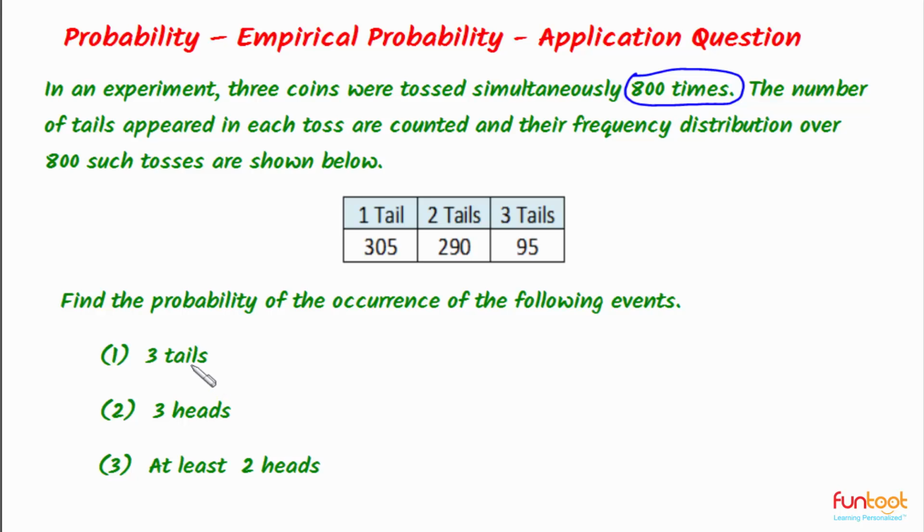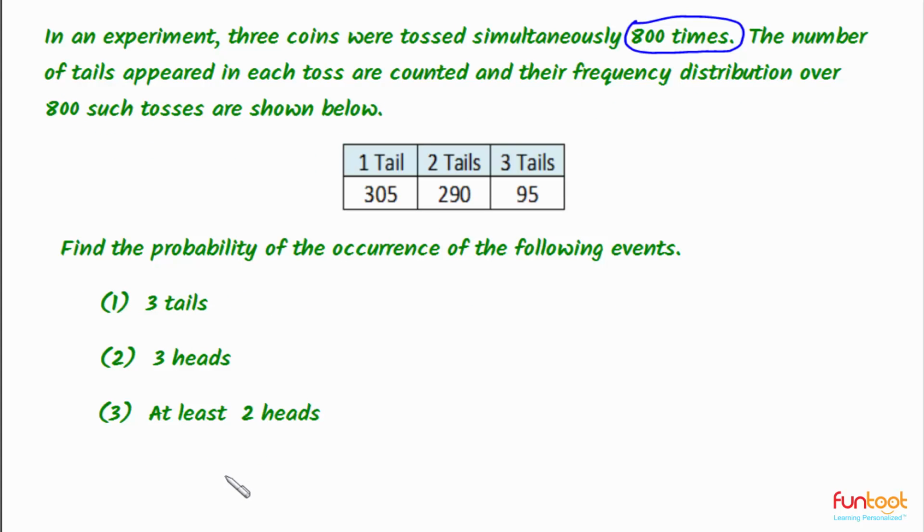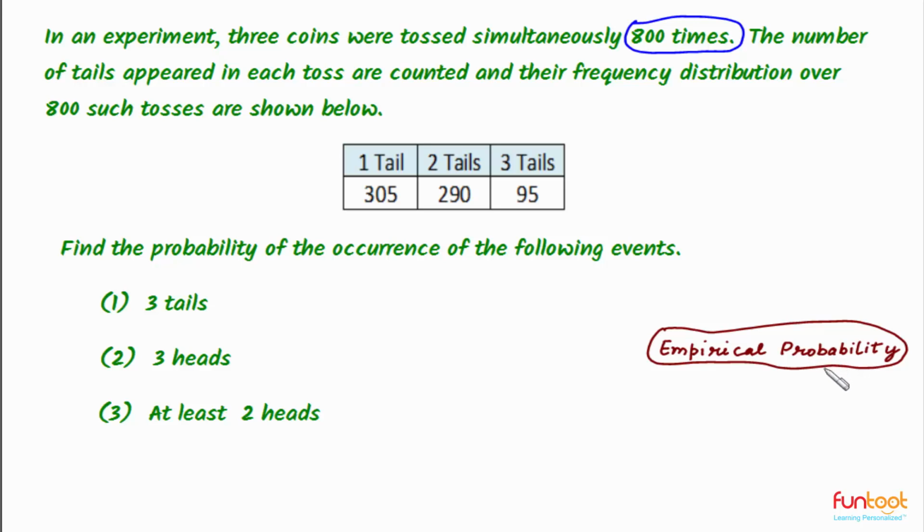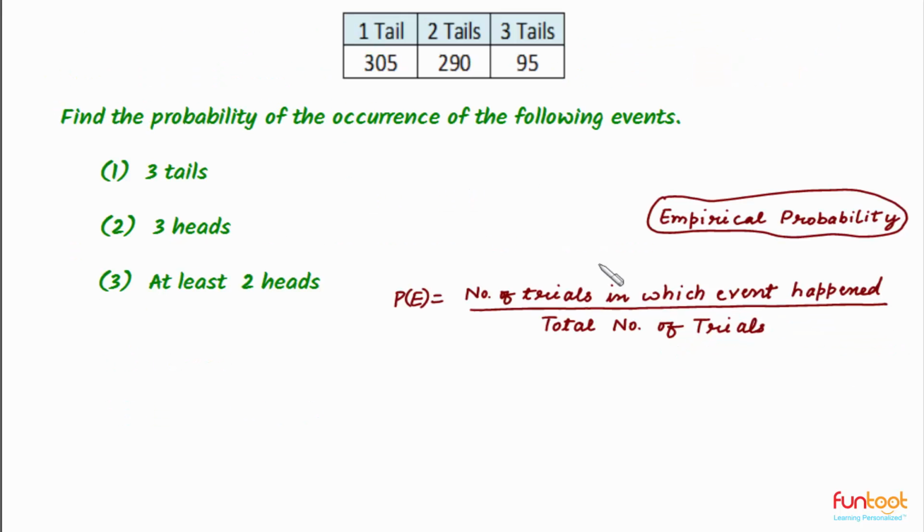So we have to find the probability of 3 tails, 3 heads and at least 2 heads. Let's discuss the approach for doing this question. Here we have to find the probability based on given data, which is called empirical probability. Empirical probability PE is given by the number of trials in which the event happened divided by the total number of trials.